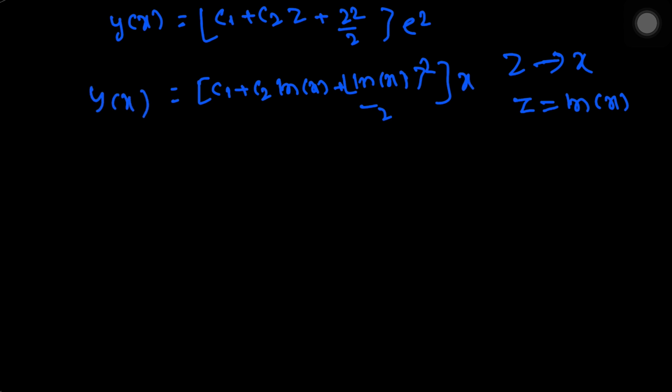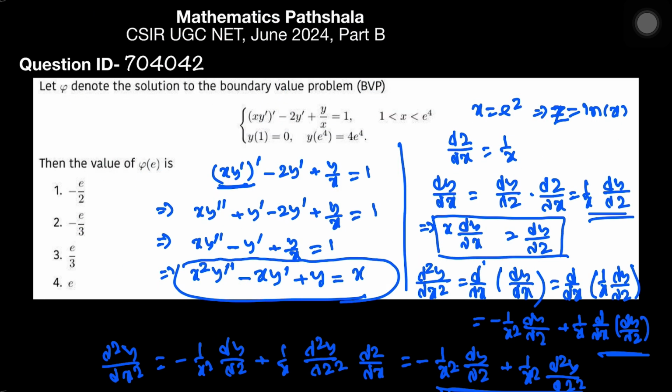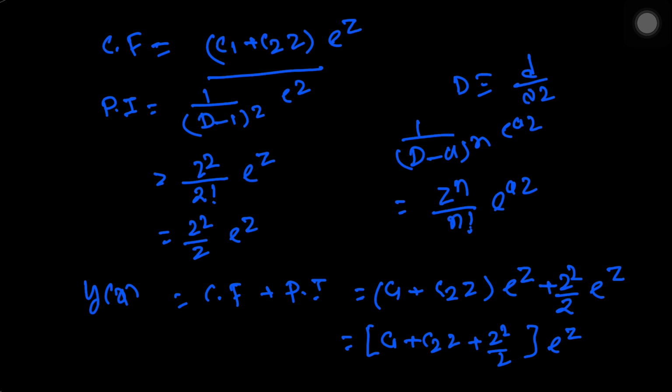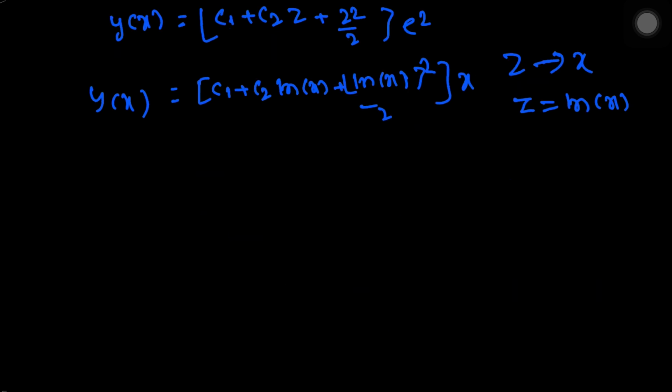Now the boundary condition is what? y(1) equal to 0, y(e to the power 4) equal to 4 e to the power 4. So what is given? That y(1) equal to 0 and y(e to the power 4) equal to 4 e to the power 4.